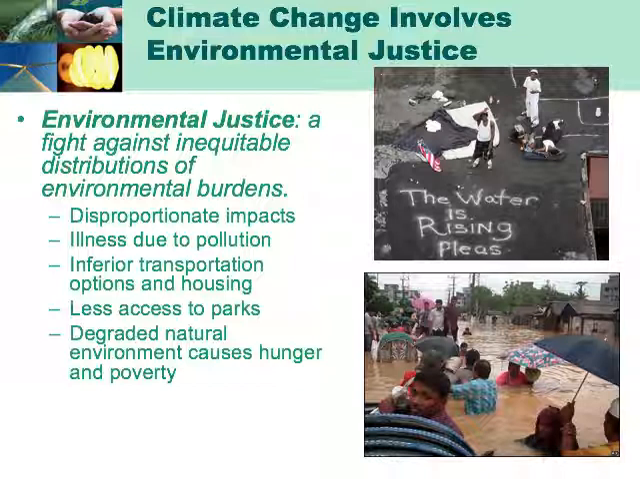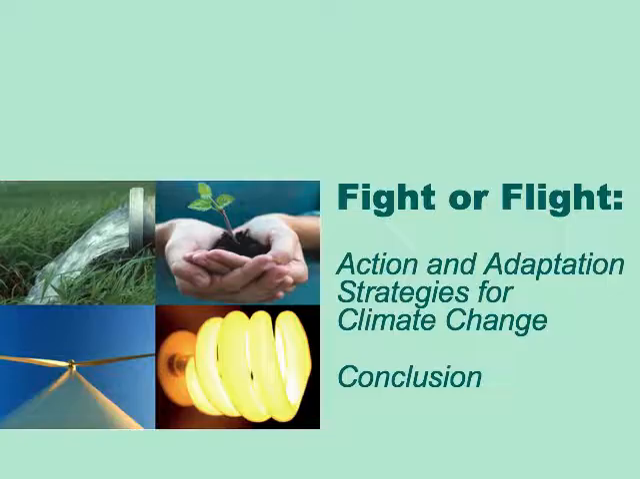Just some of the problems that are facing the poorer nations, as well as communities in the United States that do not have as much access to resources, includes problems with illness due to pollution, inferior transportation options and housing, less access to parks and other public spaces, and a degraded natural environment that ultimately leads to less farmlands, hunger, and poverty. So lots of things need to be taken into consideration when we are combating global climate change.